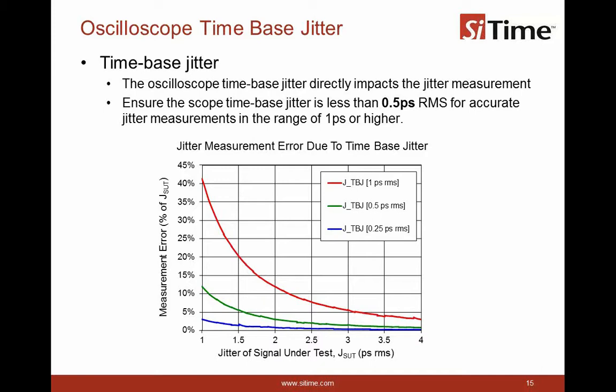For example, at 1 picosecond RMS jitter in the signal, the accuracy could be better than 5% if the scope jitter is less than a quarter picosecond. But if the scope jitter is also 1 picosecond, then the error would be around 40%.